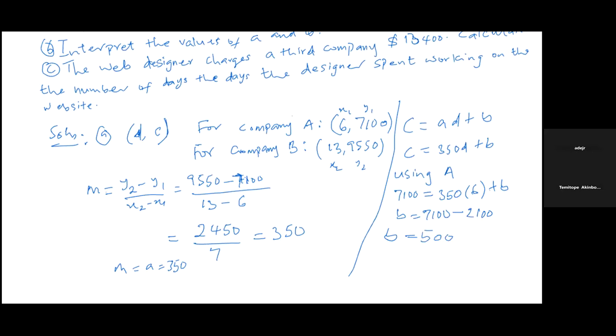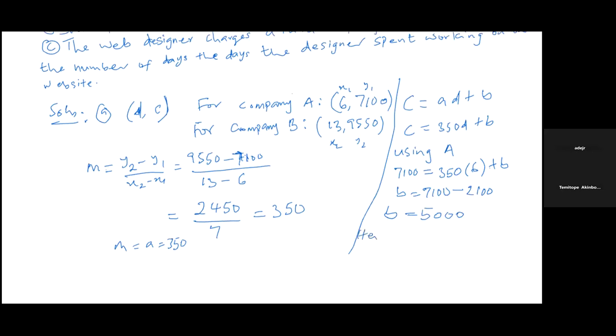Hence, C equals 350 D plus 5000. So we have answered question A.